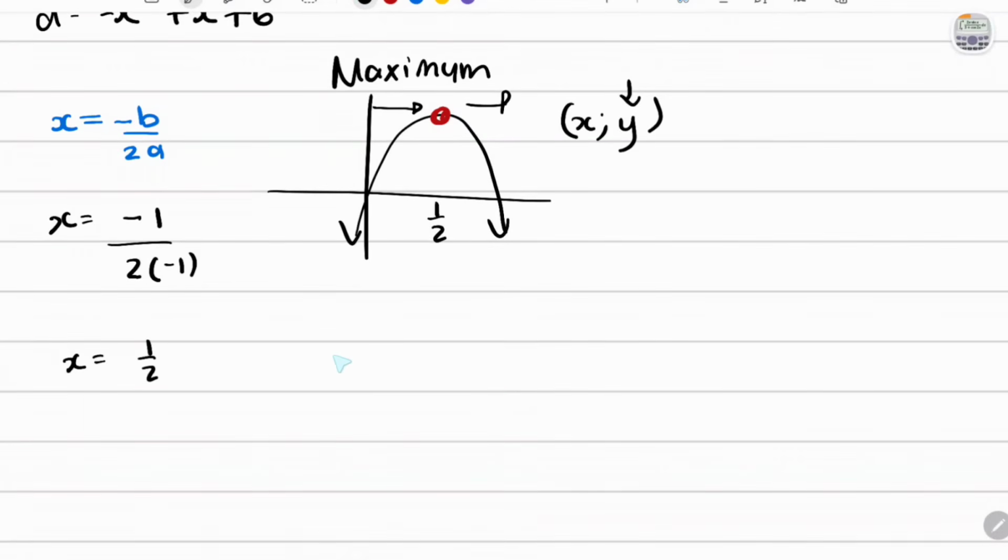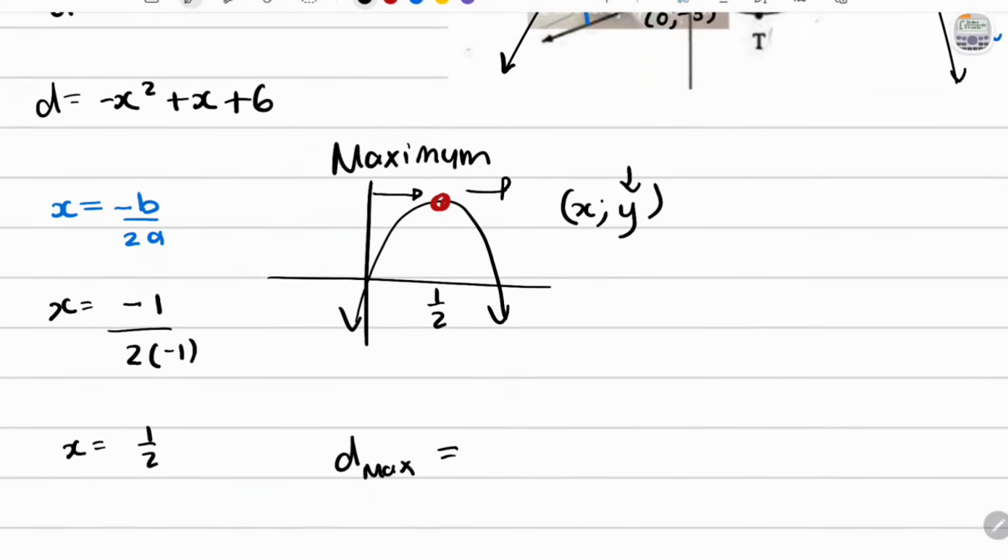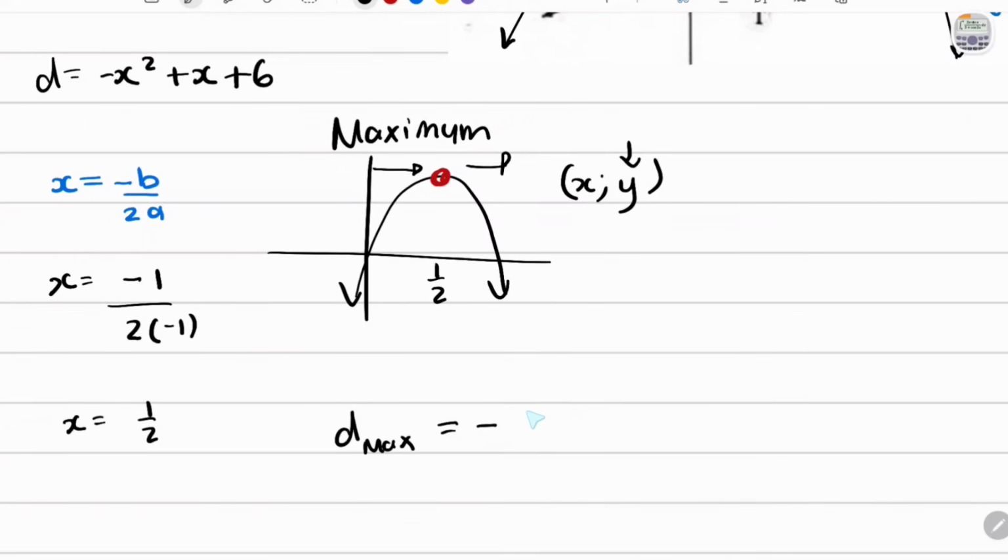So now we find the distance itself. So the distance, I'll say d max, distance of the maximum. So we have negative, and then we substitute a half squared plus a half plus 6.